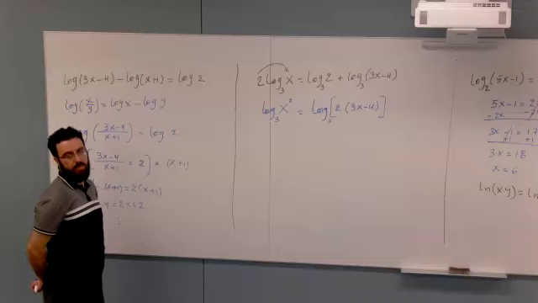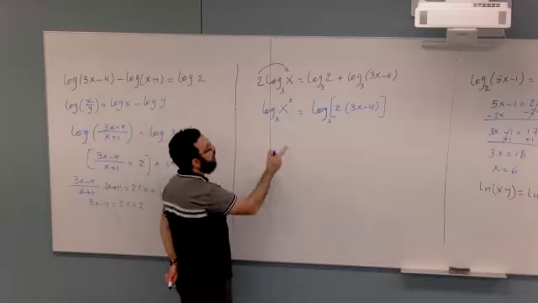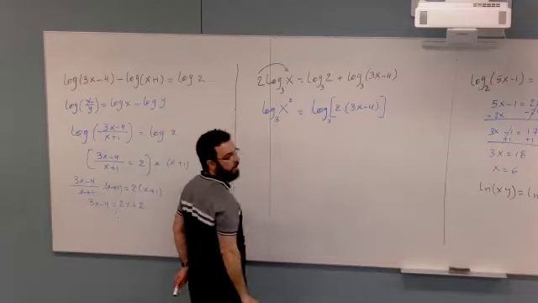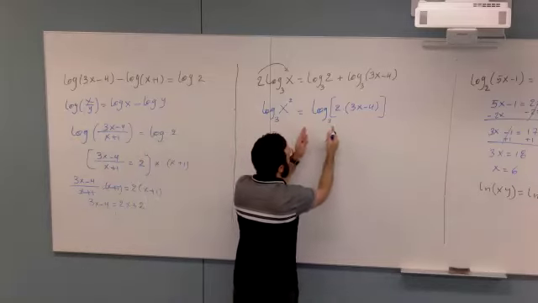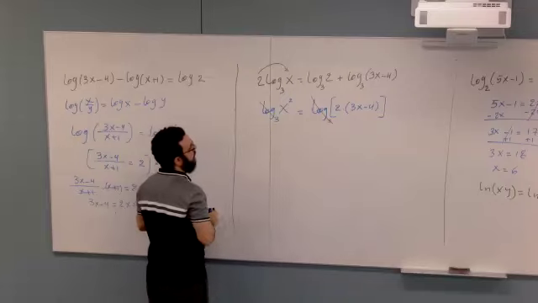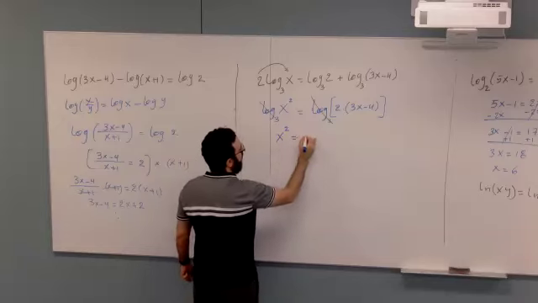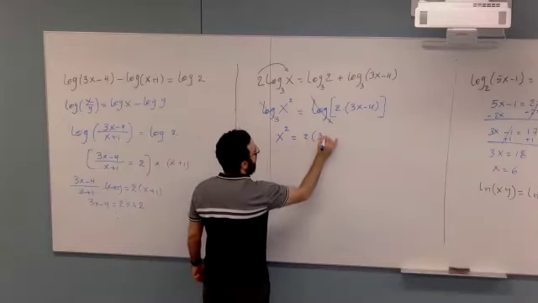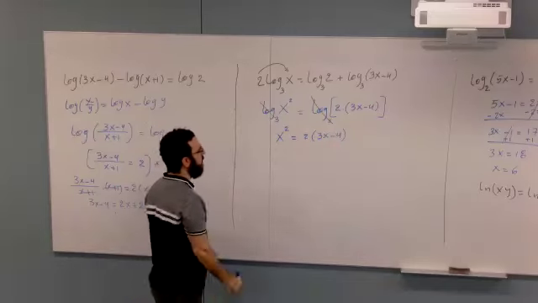Yes or no? Now what's the next step? Kind of. Can you cancel this log with this log? It's using the property log x equal log y. That means x equal y. So kind of to make it easy, I can cancel it by saying x equal 3x minus 4. Now this is easier to work on.